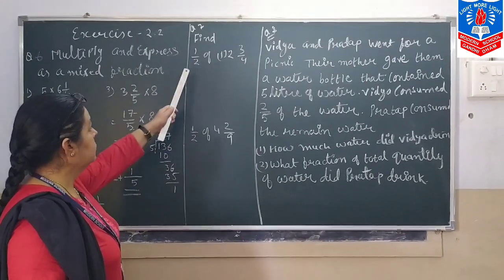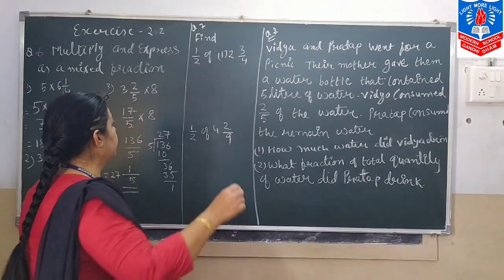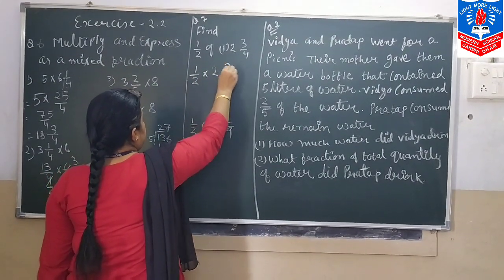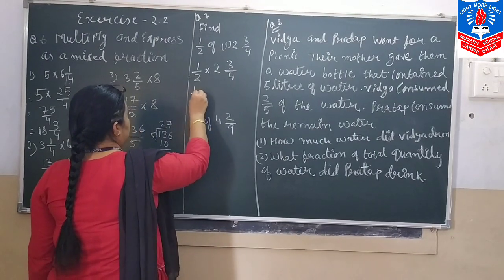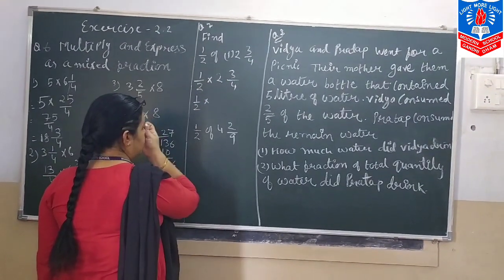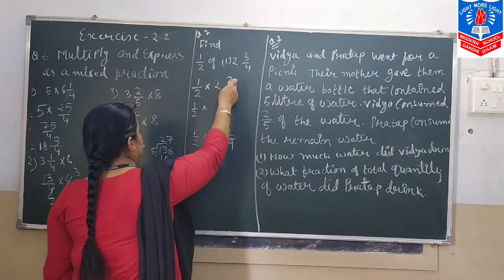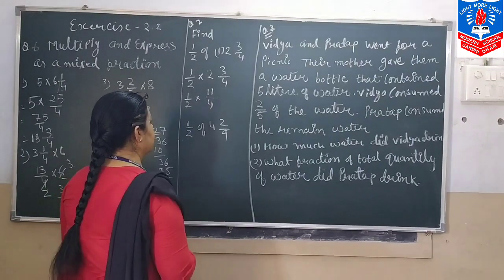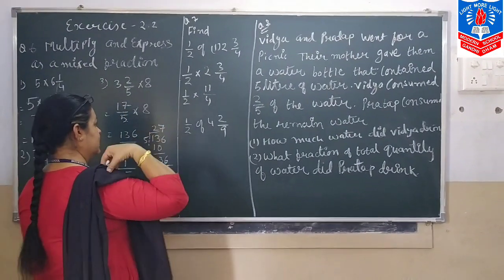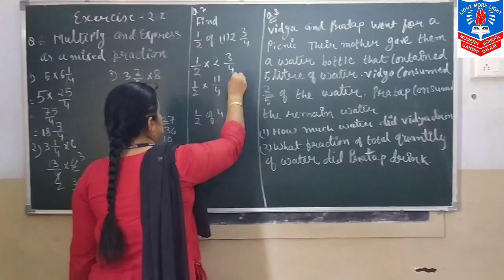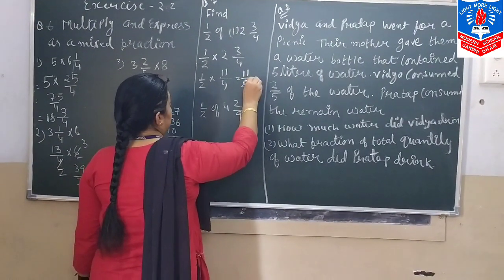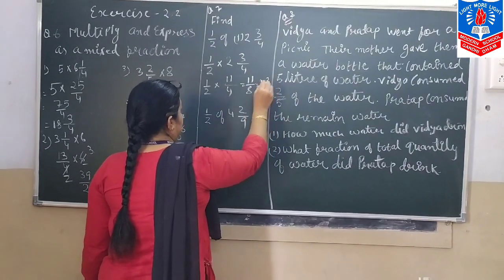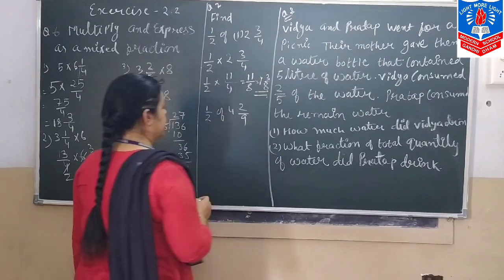Now here 1 by 2 of it means multiply. 1 by 2 multiply of 2 integer 3 by 4. Here I convert into a simple fraction, 8 and 3, 11 by 4. 2 is not divisible by 11 and 11 is also not divisible by 4. So 11 upon 8, convert into a mixed fraction, 1 integer 3 by 8 is our answer.